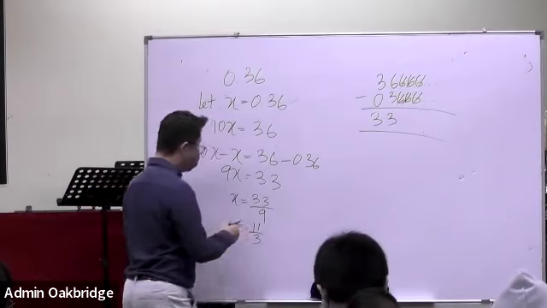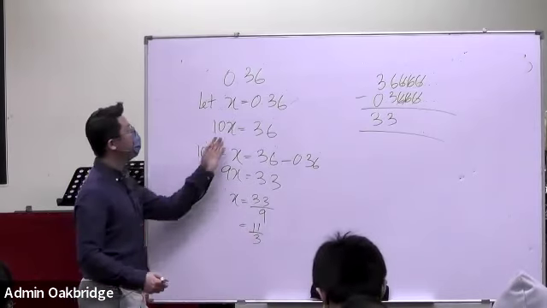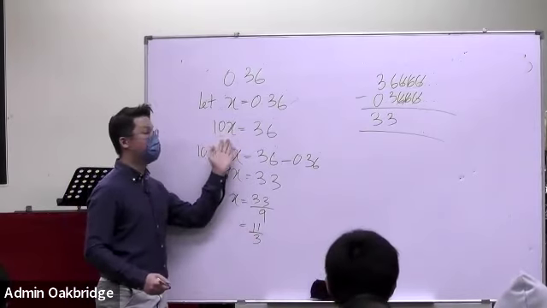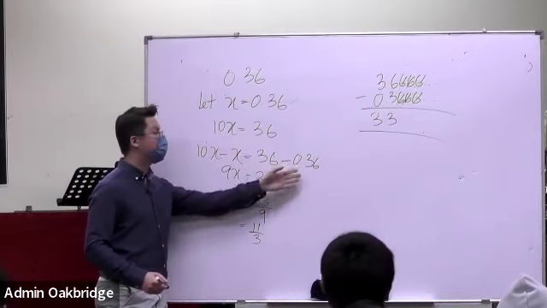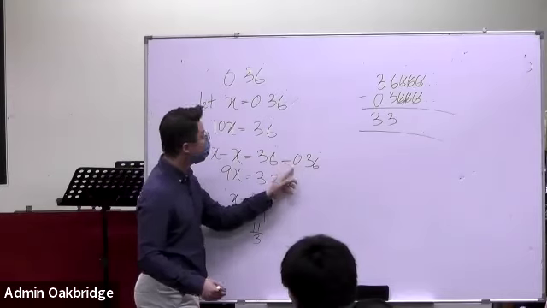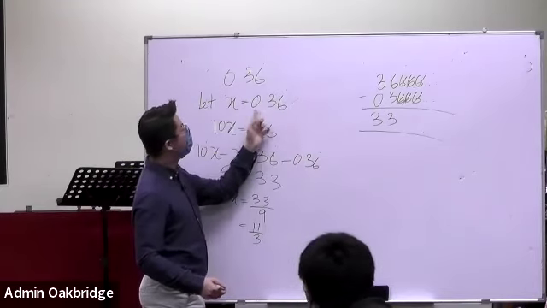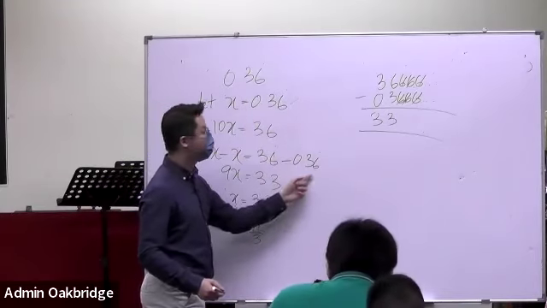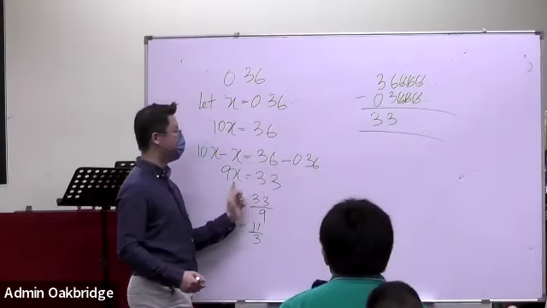The key part is this one. After you times the equation by 10, minus both sides by x. The left-hand side is minus x. The right-hand side, the x is actually this one. So I replace the x with this one, and then you simplify this. You have 3.3, and you get x equals 3.3 over 9.